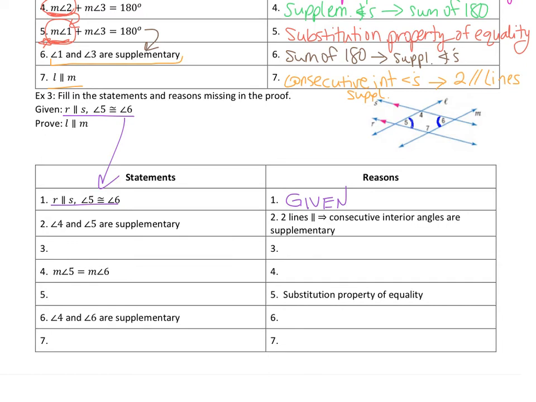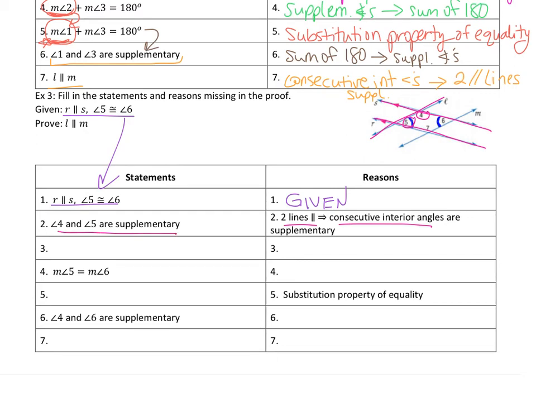Next, angle 4 and 5 are supplementary. The reason for that is we have two parallel lines. If you look in our picture, line S and line R are parallel already, and we have consecutive interior angles. So my 4 and 5 right here are my consecutive interior angles, and they are supplementary. Well, we have two parallel lines, so we can imply that the consecutive interior angles are going to be supplementary. So there's the reason why we can bring that part up.